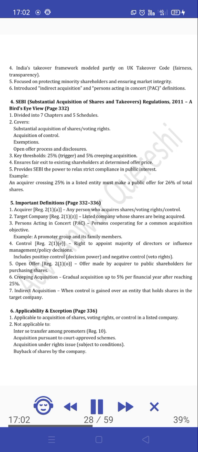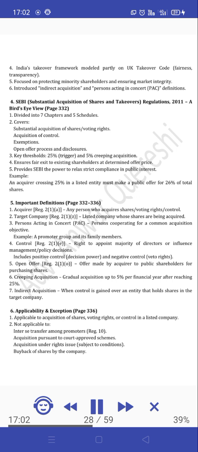4. Control, Reg. 2(1)(e): right to appoint majority of directors or influence management policy decisions. Includes positive control, decision power, and negative control, veto rights. 5. Open offer, Reg. 2(1)(o): offer made by acquirer to public shareholders for purchasing shares. 6. Creeping acquisition: gradual acquisition up to 5% per financial year after reaching 25%. 7. Indirect acquisition: when control is gained over an entity that holds shares in the target company.